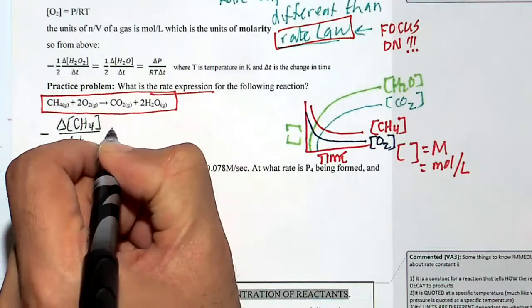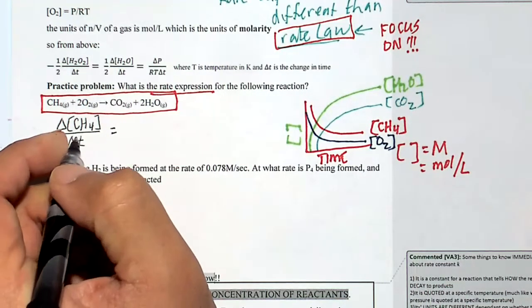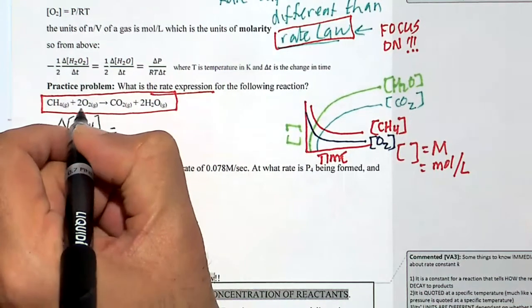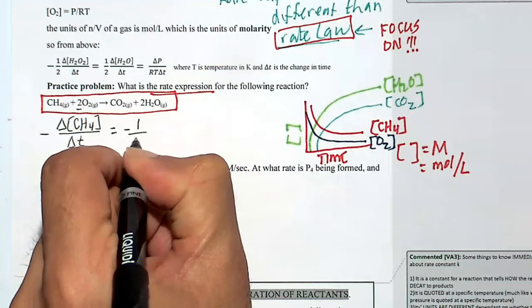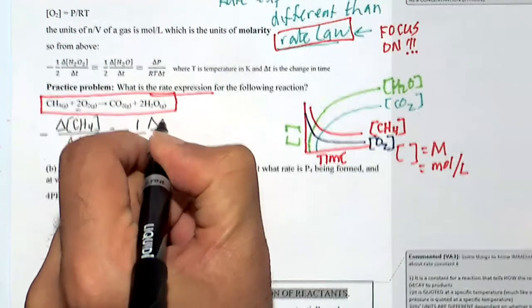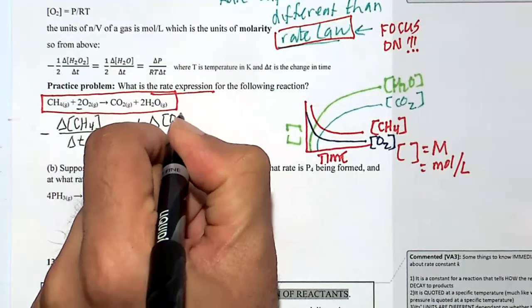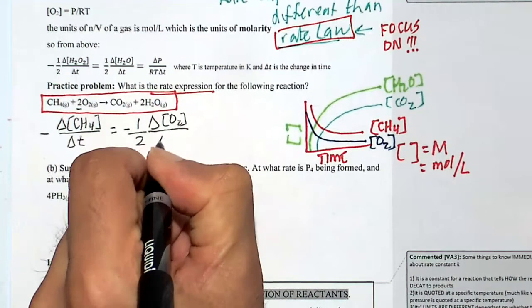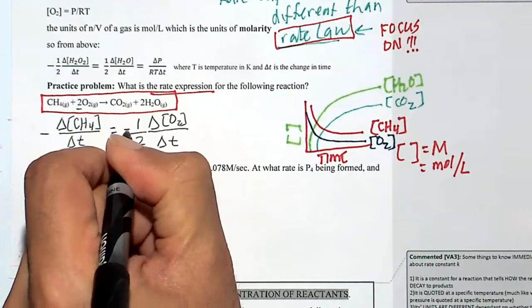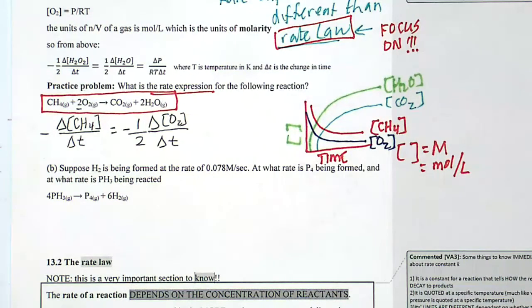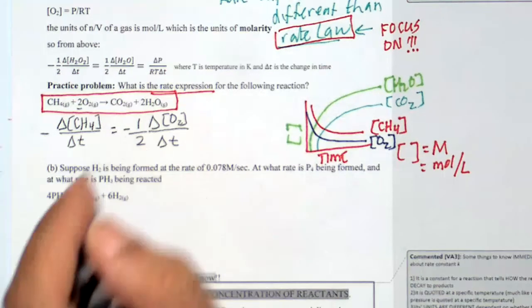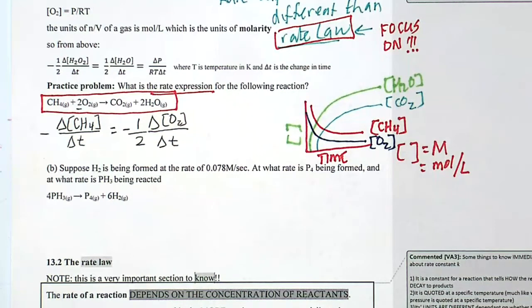That's going to go down, and just as it goes down, we're going to put another minus sign here, and it's going to be 1 over 2 change in O2 concentration over time. Why did I put minus? Because reactants go down. Why did I put the 1/2? Because we have 2 moles. That's the rule for rate expression.